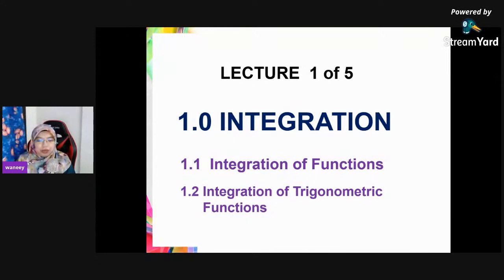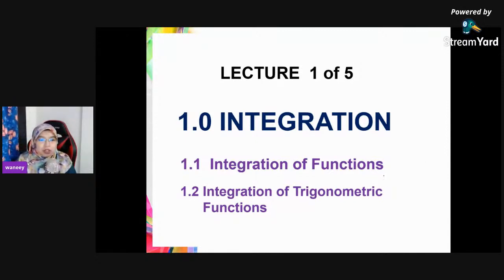So for those who are interested to continue in engineering and etc., integration and differentiation is something that you must know. So integration ni adalah topik yang sangat penting lah untuk kita belajar sebenarnya. Okay, so with that, without further ado, let us start then.